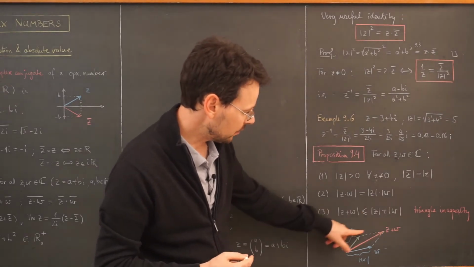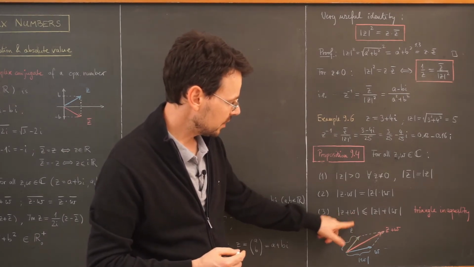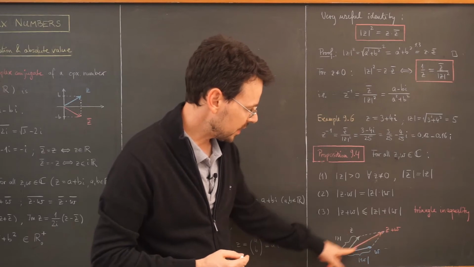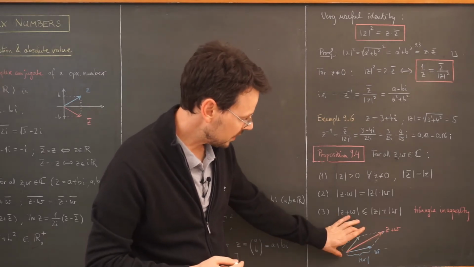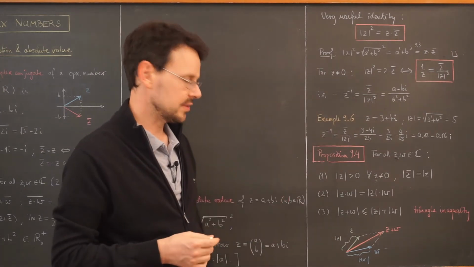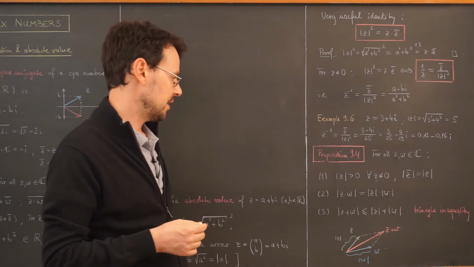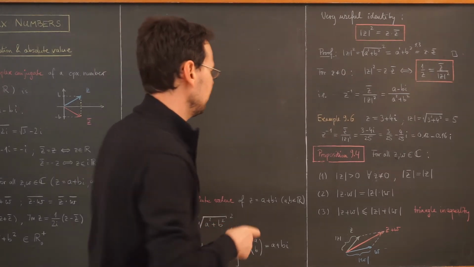And now here we have a triangle, and this simply states that this side of the triangle cannot be longer than the sum of these two sides, which geometrically, of course, is obvious. But we're going to prove this rigorously using the definition of absolute value.